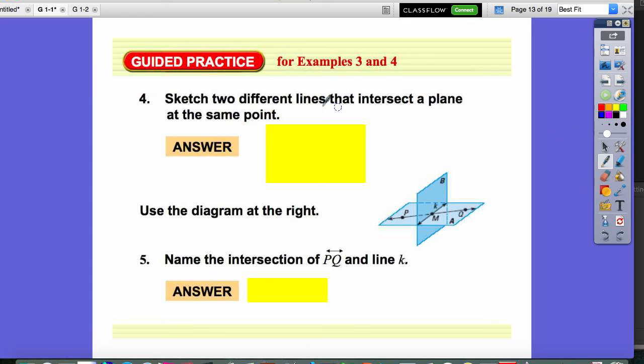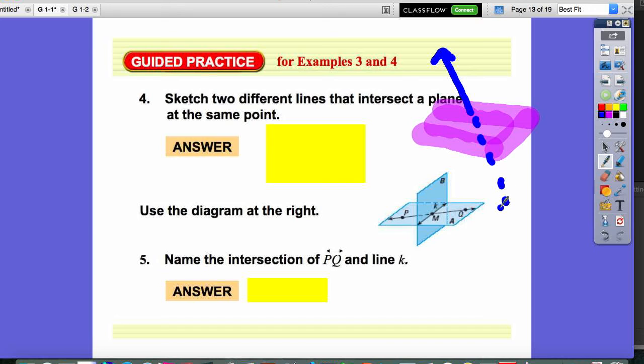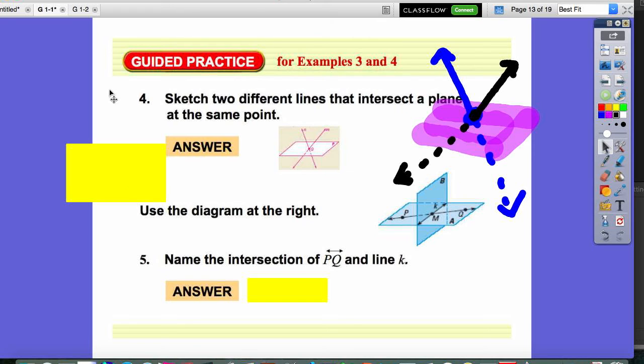Let's try and go with some guided practice. Sketch two different lines that intersect a plane at the same point. So I'm going to draw a plane, and I'm going to draw a line here, put a point here, and then I'm going to draw a line here. So I have a plane. I have two different lines that are going through it at that point. My drawings are not always the greatest. You can see their drawing.